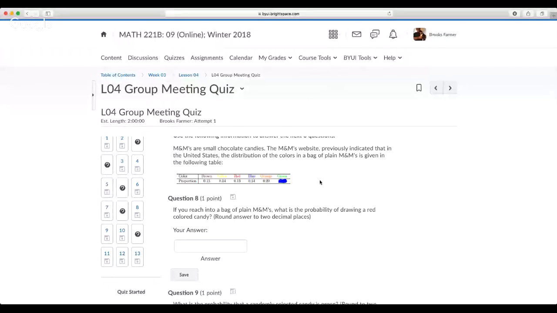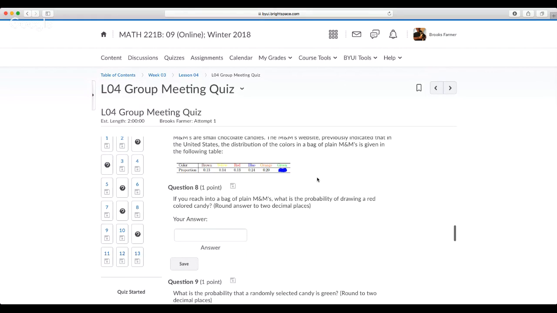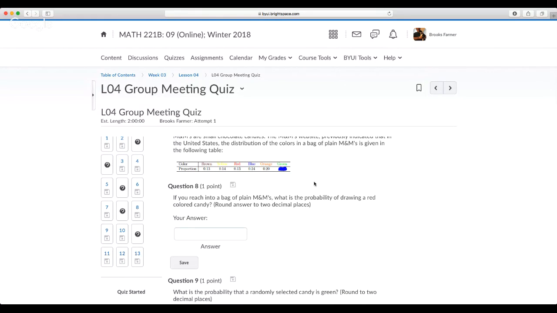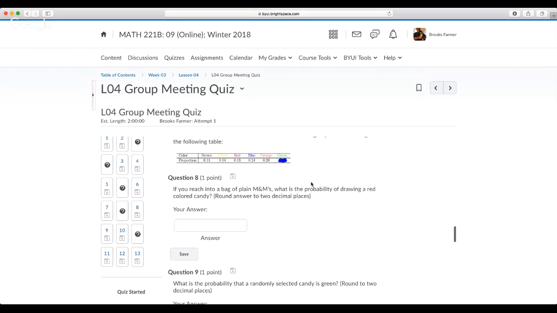All right, someone want to read the next thing? I can do that. M&Ms are small chocolate candies. The M&Ms website previously indicated that in the United States, the distribution of the colors in a bag of plain M&Ms is given in the following table. We can read that table on our own. If you reach into a bag of plain M&Ms, what is the probability of drawing a red-colored candy?